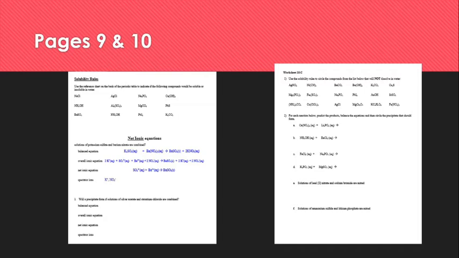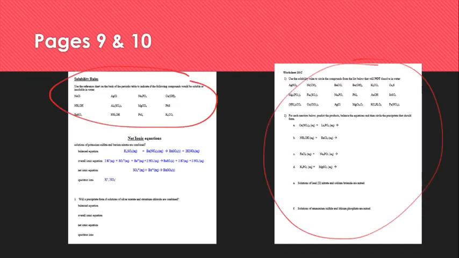So this is what I'm talking about, page 9, just this part, and then you're going to do all of this. Well, technically I'm going to take off a couple of problems, but that will be up to you.